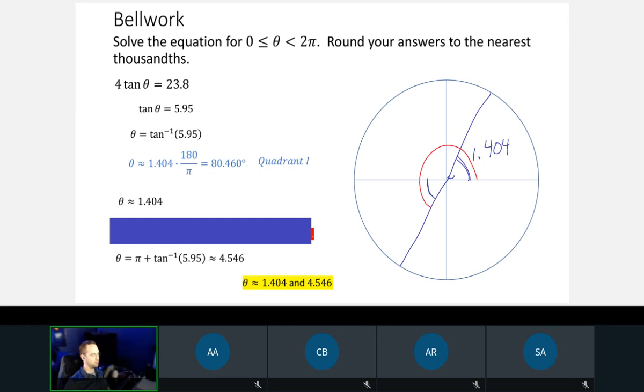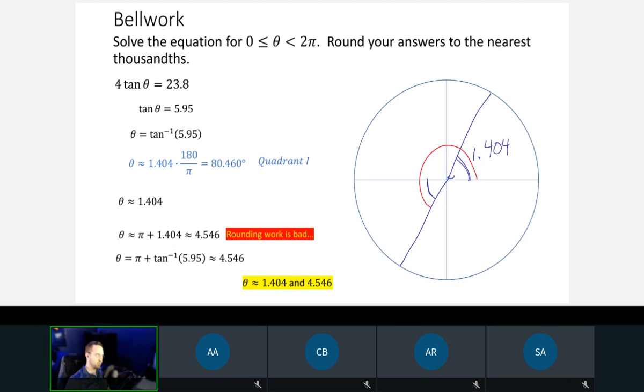And then underneath this last blue box, I just have this, and this is rounded work, and this is what we want to avoid. Even though in this case, the answer is the same. So whether we actually use the exact, which is inverse tan of 5.95, versus the rounded work, which is 1.404, the answer is still the same. You just don't want to do that. You never want to round your work if you can avoid it. Sometimes you can't avoid it, but we can avoid it here. So this is from yesterday.